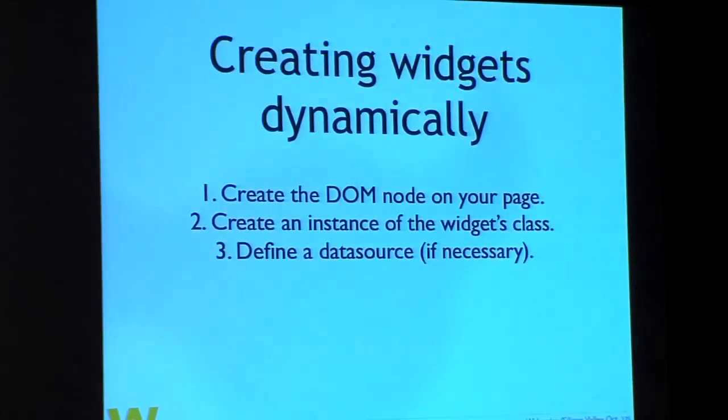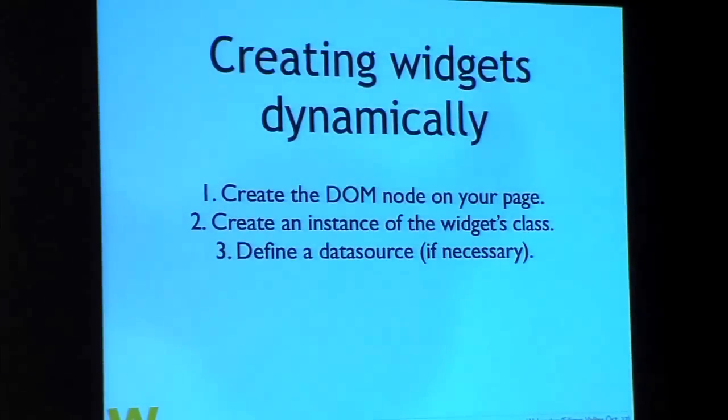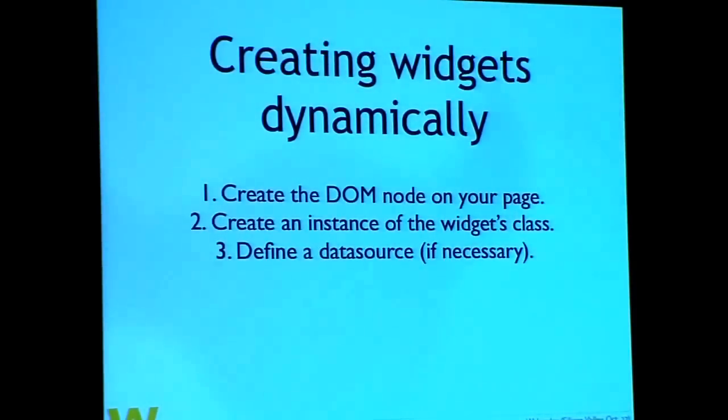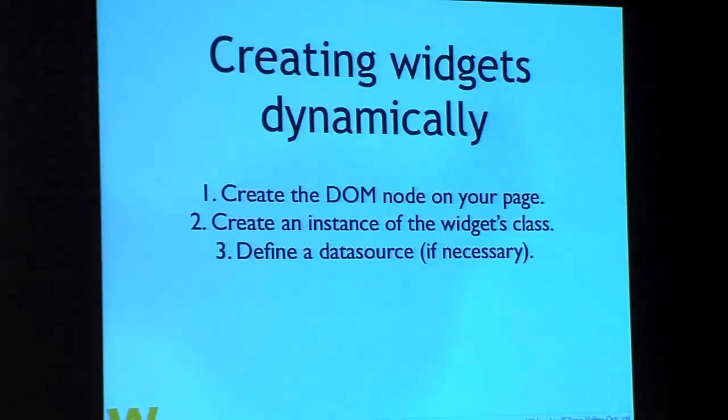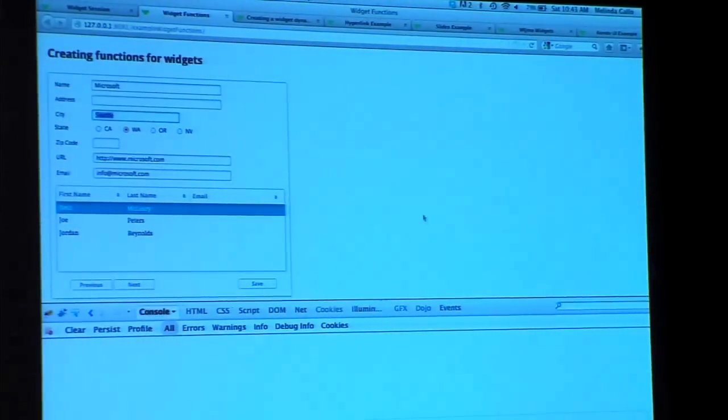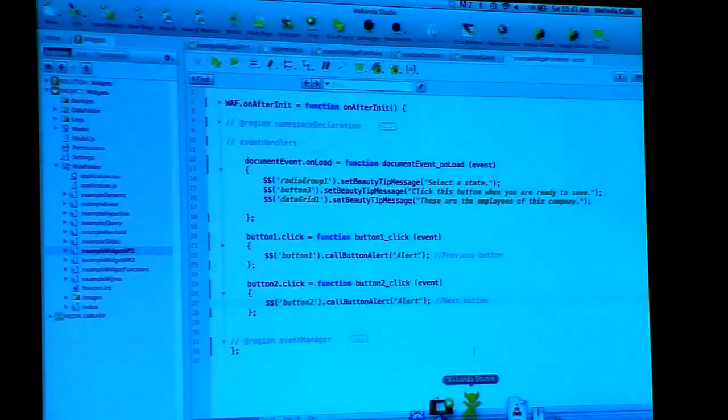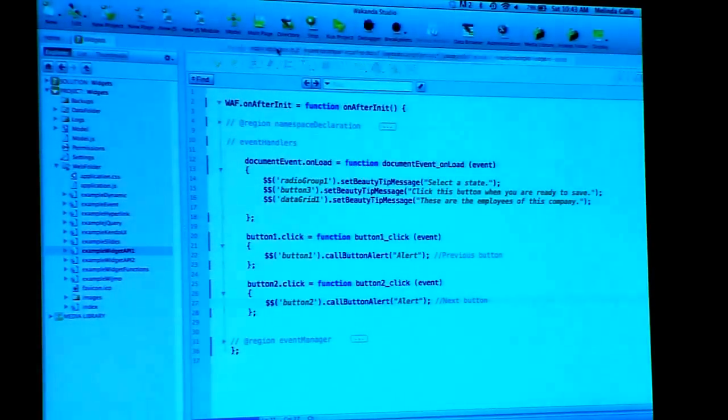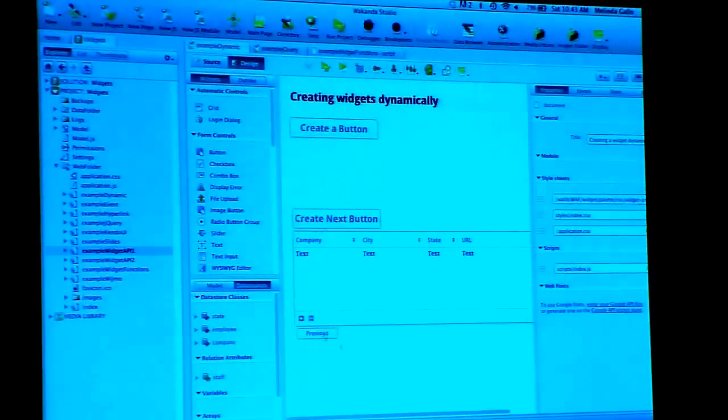There we go. So now you can also create widgets dynamically. There's basically 3 steps. You need to create the DOM node on your page, an instance of the widgets class, and then if you need it, define the widgets, define the data source. So let me go back to Wakanda. So here I'll show you the code really quickly.